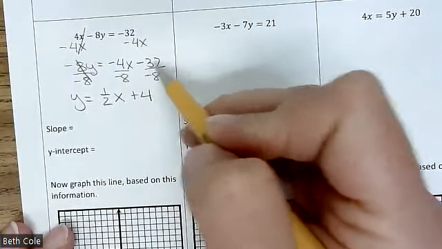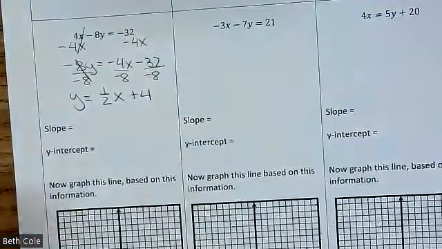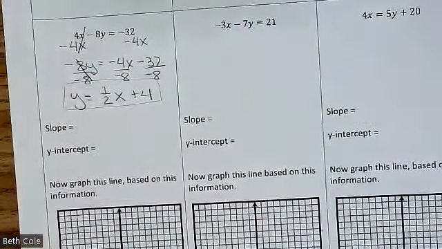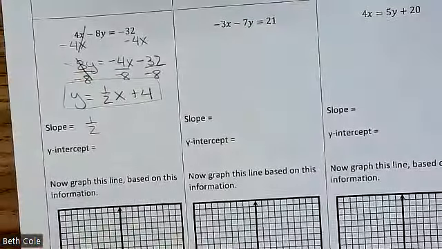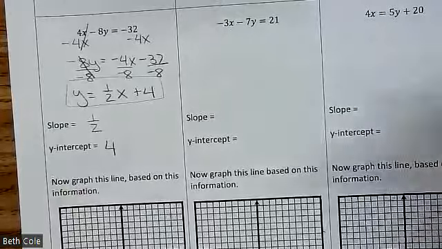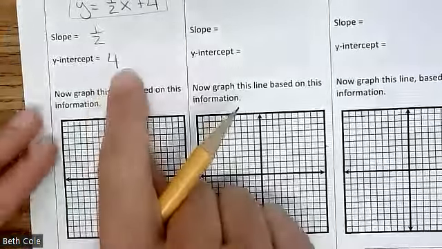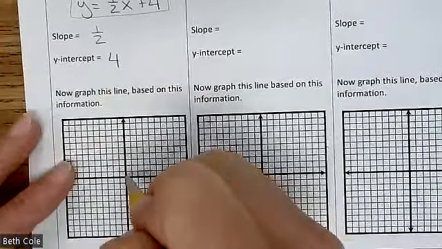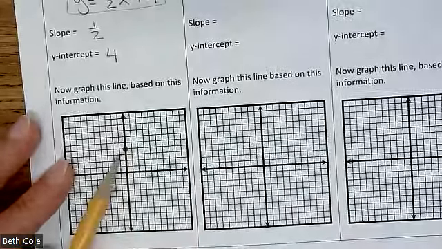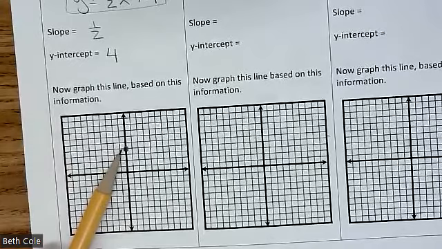Yeah, good. Negatives cancel, and then 32 divided by 8 gives you 4. Good. So we got it into y equals mx plus b. What's your slope? Yeah, 1/2. Y-intercept 4. Now this one we're going to actually graph. You're gonna start with that 4, that y-intercept. So go to your y-axis to 4. It is right there. Sorry, I don't have a better explanation than, hey, look, it's right there.